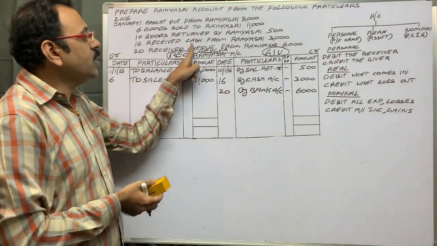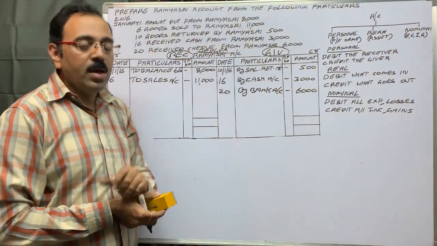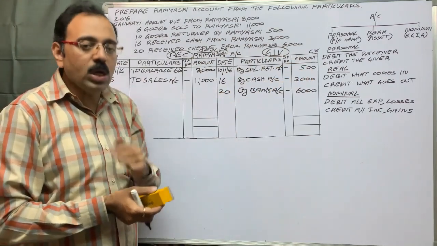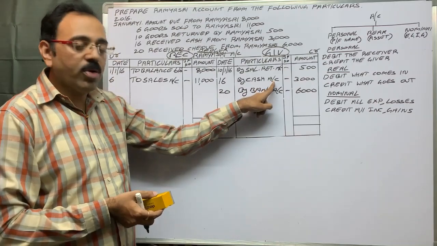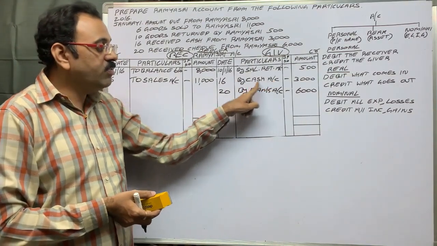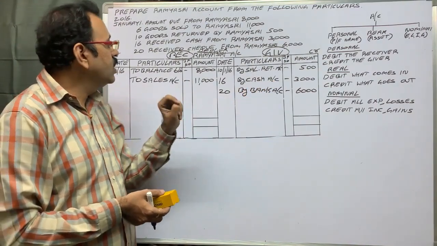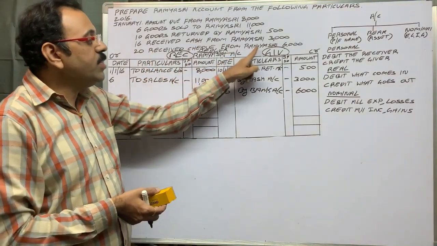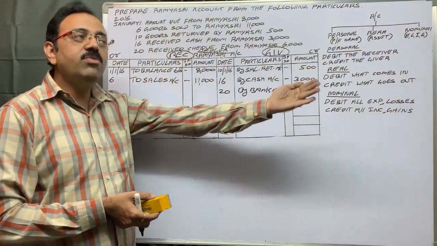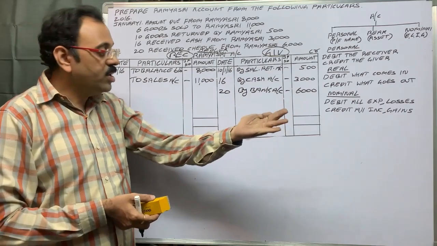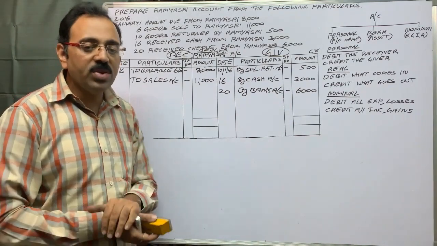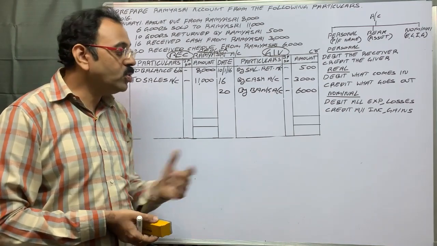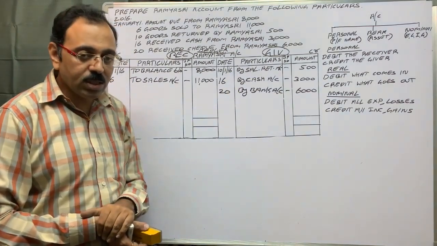Then received cash from Ramya Shri. Ramya Shri is giving cash to us. She is a giver. Therefore, credit side we have to write. Since she is giving cash, write down the word cash. Then received check from Ramya Shri. She is giving a check. She is a giver. Therefore, credit side you have to write. I am not using any entries here. In this manner also, you can post the transactions.